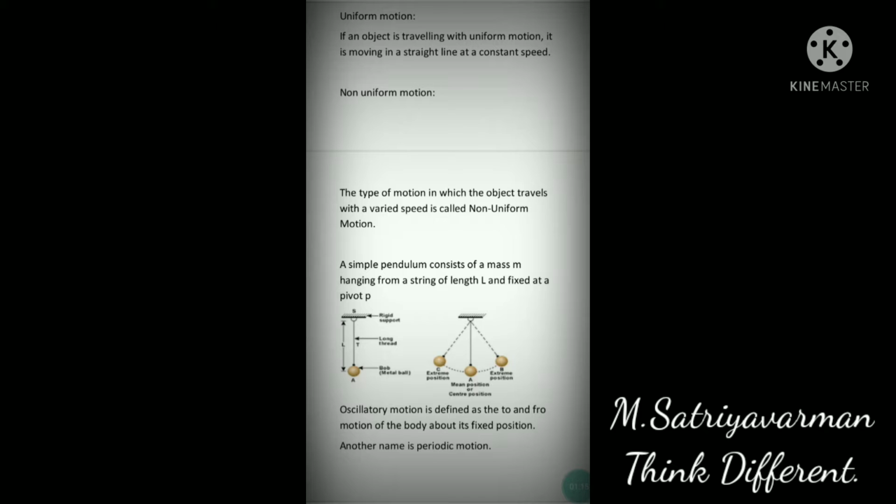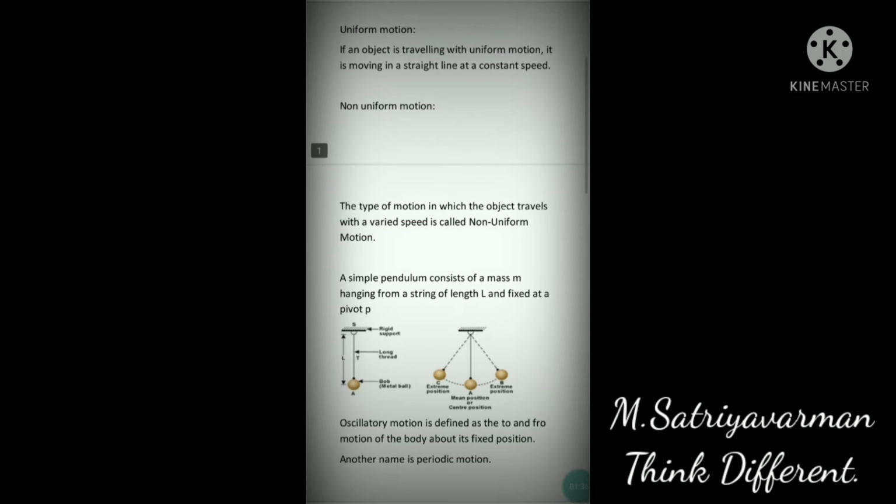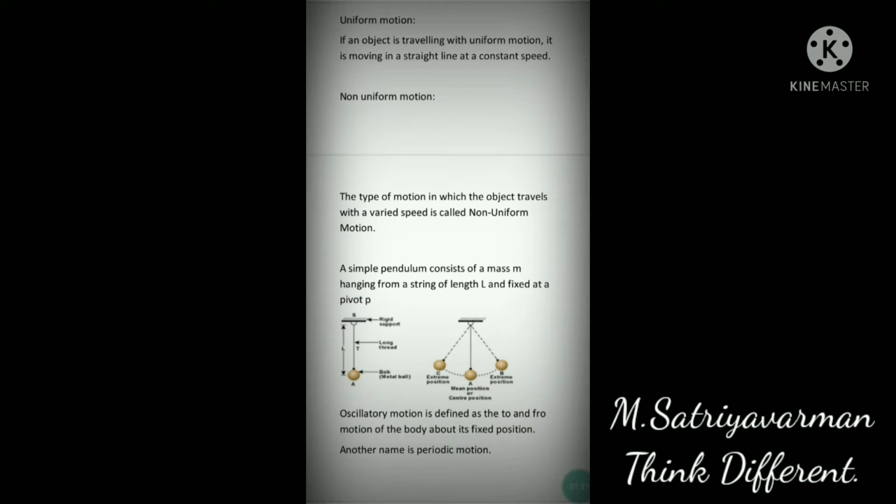Now let's see the two types of motion. They are uniform motion and non-uniform motion. These are the two types of motion. Four other types of motion are there, and I'll upload them in the next video. They are rectilinear motion, periodic motion, circular motion, and oscillatory motion. These are four other types of motion, but these two are the basic motions: uniform motion and non-uniform motion.